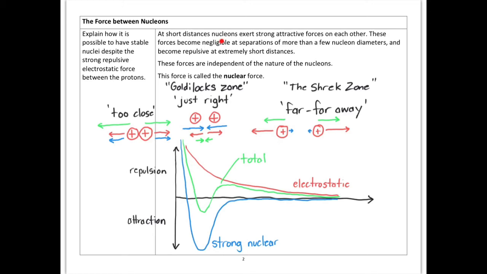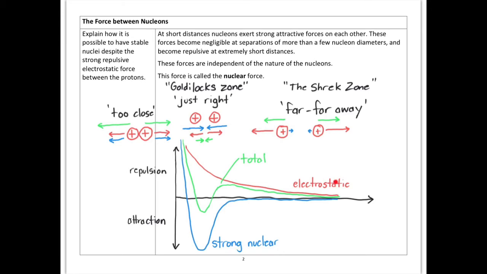At short distances between nucleons, nucleons exert strong attractive forces on each other. These forces become negligible at separations of more than a few nucleon diameters and become repulsive at extremely short distances. So what does this all mean? Let's look at this graph.